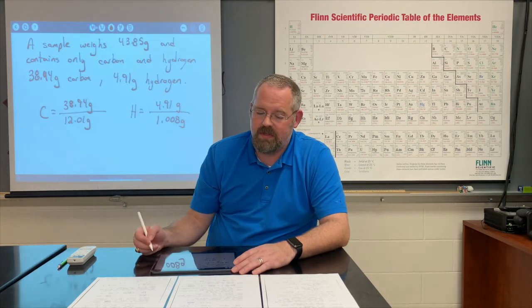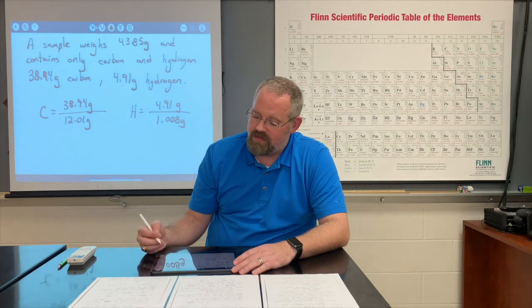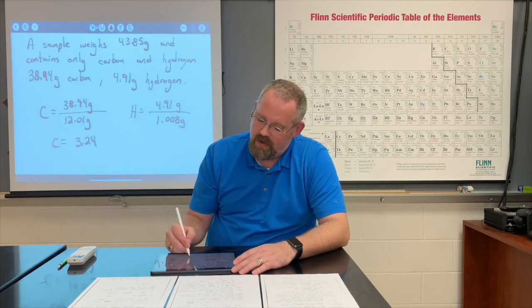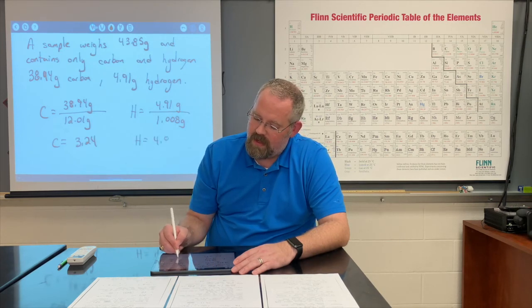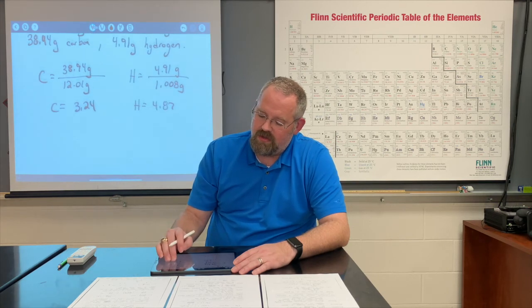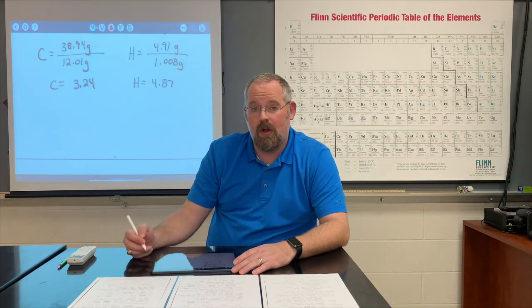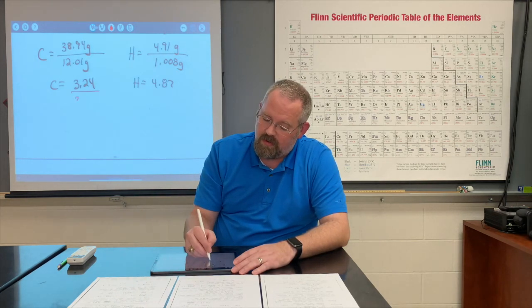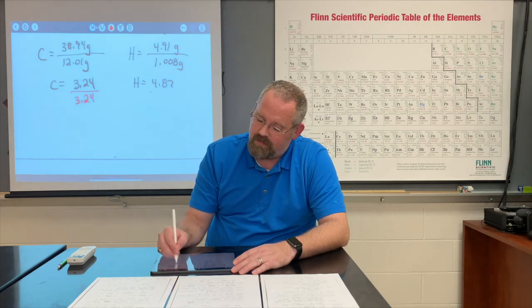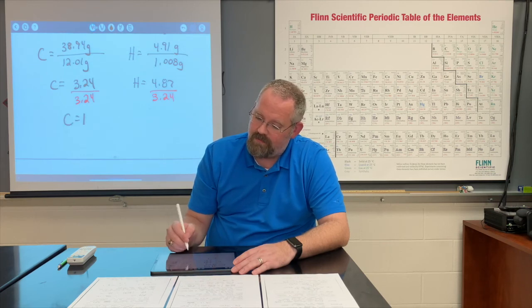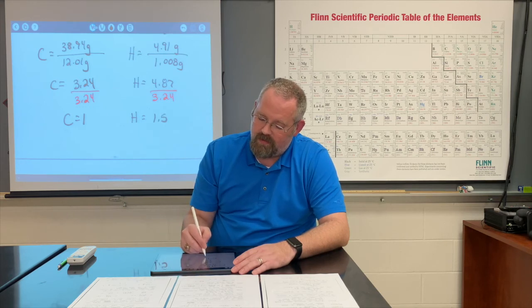Okay, and we're going to step four. We're going to find those ratios. So for carbon, I get 3.24, and for hydrogen, I get 4.87. Again, some very strange numbers. Okay. Step five is you're going to divide by the smaller ratio. So clearly 3.24 is smaller. All right. So I end up with carbon is equal to 1 and hydrogen is equal to 1.5. So my empirical formula is C1H1.5.